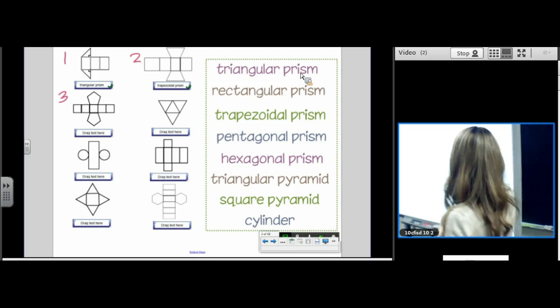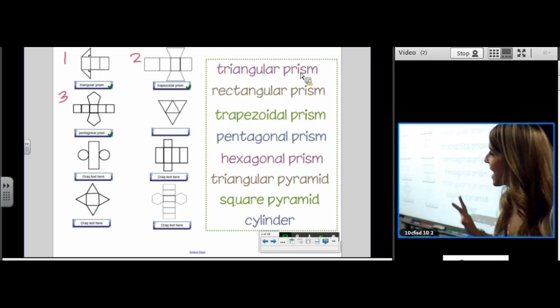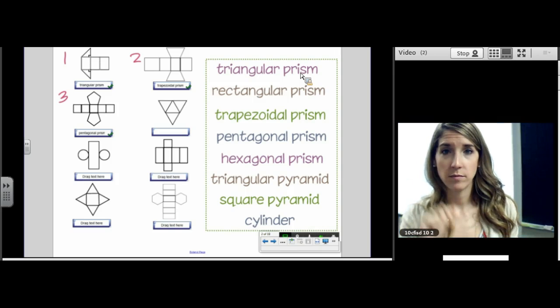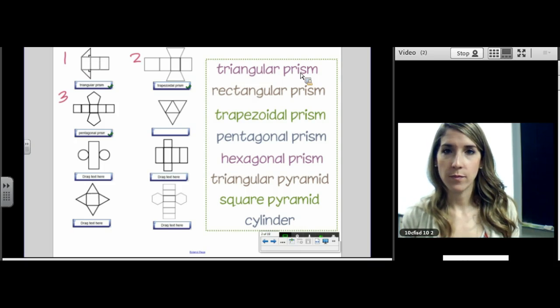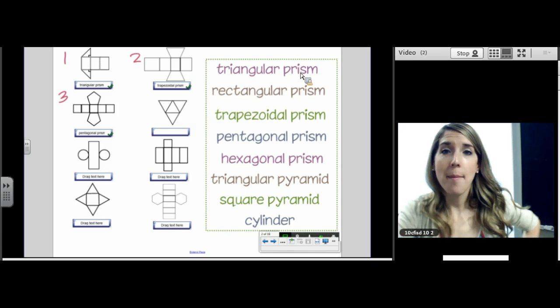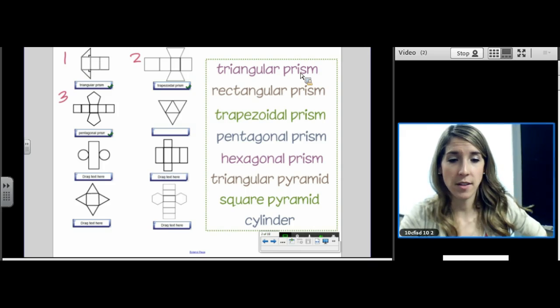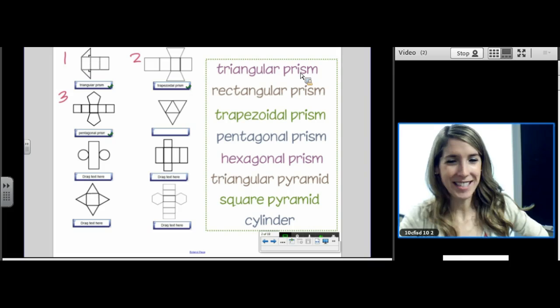Say pentagonal prism. Now, in that net for a pentagonal prism, how many pentagons are there? 2. How many rectangles are there? 5. So what conclusion can you make about how many rectangles are in the net of a prism? 1 for each side. Very good.